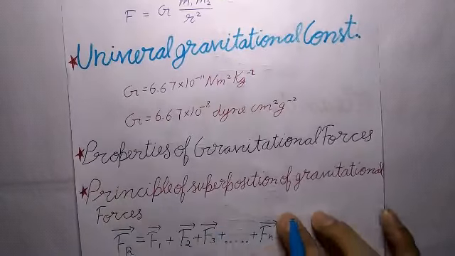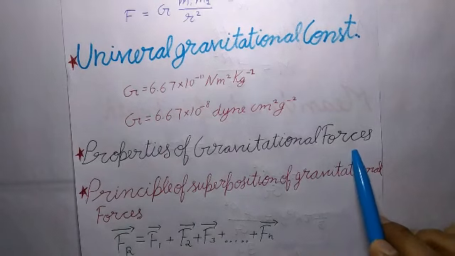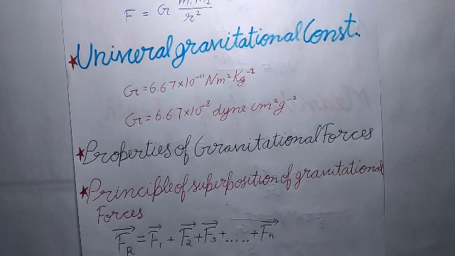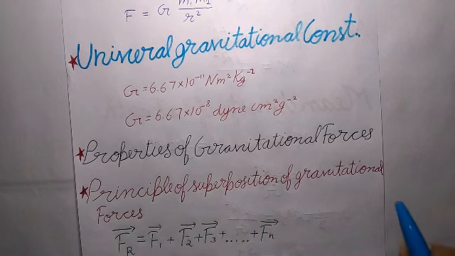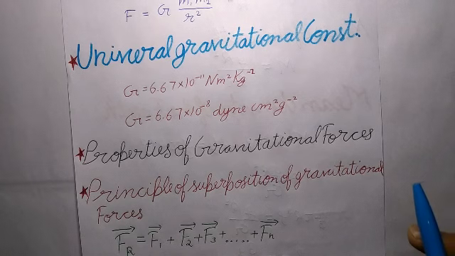Now, properties of gravitational force. The gravitational force between two point masses, first, is independent of the intervening medium. Second, it obeys Newton's third law of motion. Third, it has a spherical symmetry. Fourth, it is independent of the presence of other bodies. Fifth, it obeys the principle of superposition. Sixth, it is a conservative and central force.